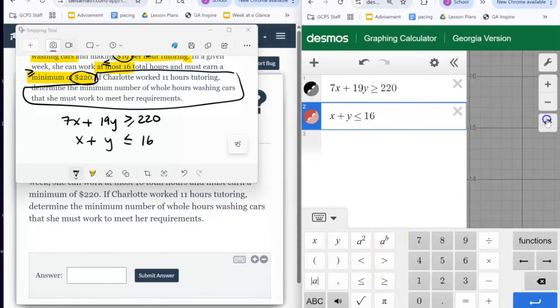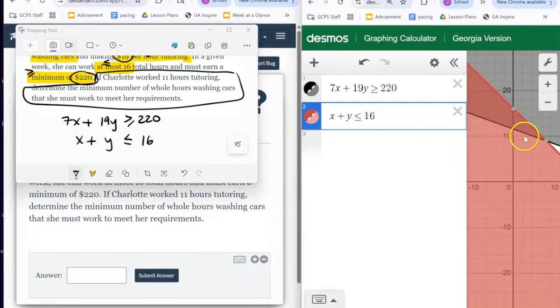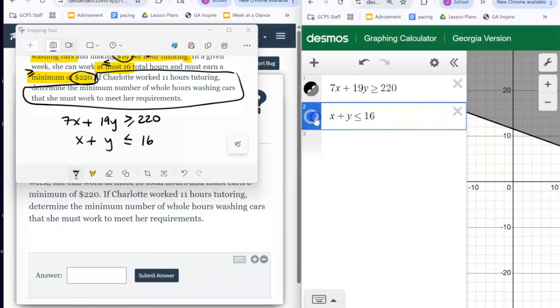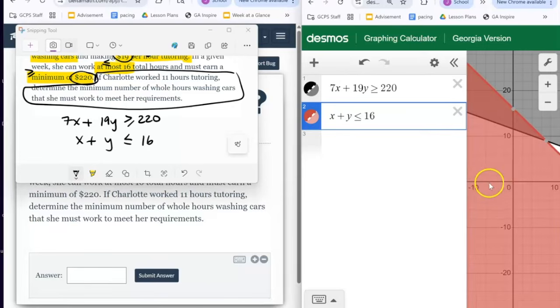All right, so again, once you type it into the calculator, here's your solution where they overlap, where black overlaps with red. And again, be careful because it's a real world situation. Sometimes you can have negative whatever it's asking for. So here's my solution where they overlap. Now I'm going to go and read the question.